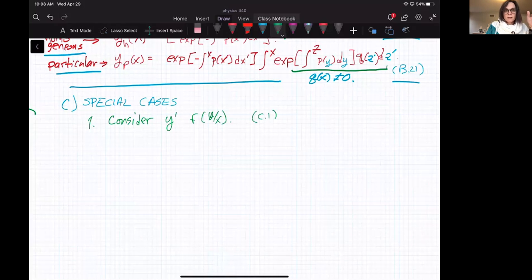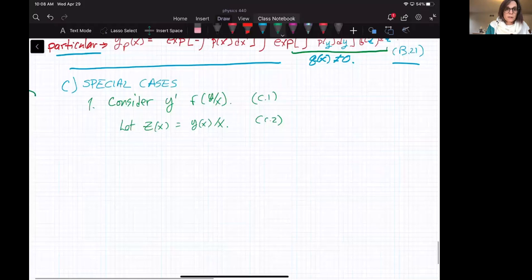So the question then is, if this is true, what can we do with first order? Again, remember, we're looking at first order ordinary differential equations. And this is going to set up something we're going to do with Bernoulli's equation and some other ways of attacking these things. What we're going to do is let z of x be equal to y of x divided by x. And the goal here, as with the Bernoulli equation and others, is to try and get things into a separable form, if that's at all possible.